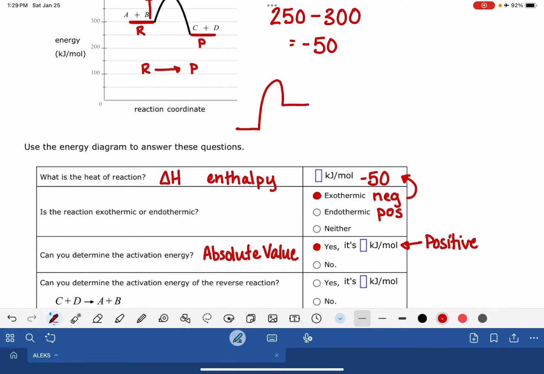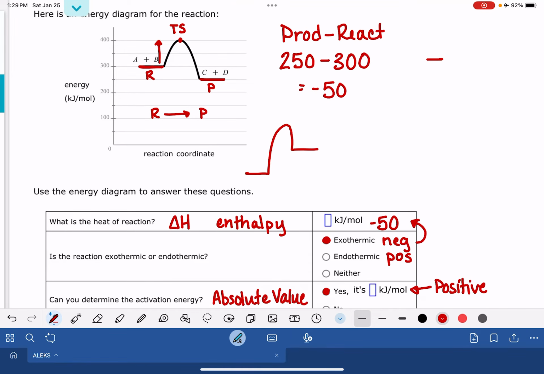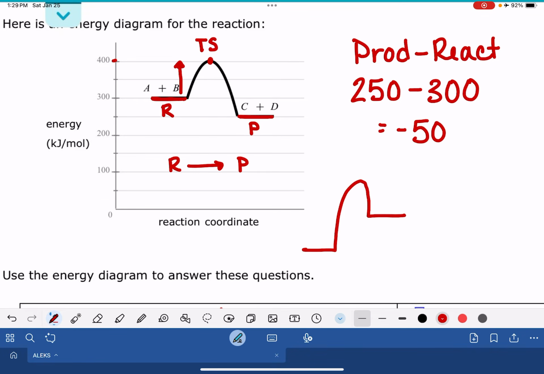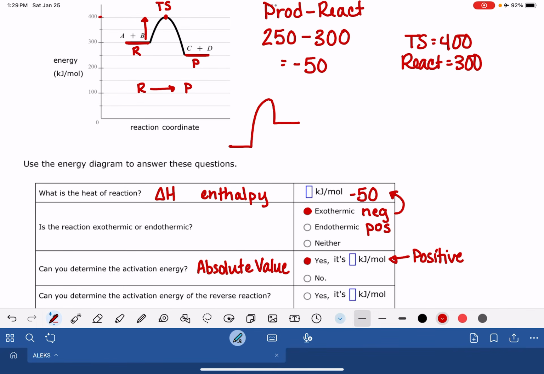And we're going to say yes. You've got to say yes, you know how to calculate it, before ALEKS will let you actually type the number in the box. And for me, my transition state is at 400. I'm just reading it off of the graph right here. And then my reactants are 300. So my activation energy is 100 kilojoules per mole. And again, remember that we're always going to be expressing this as a positive number.